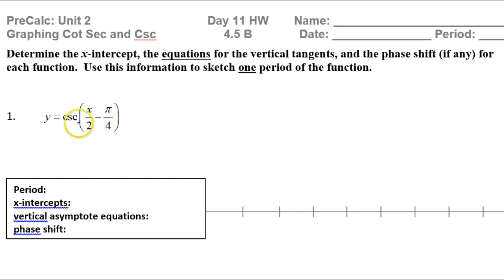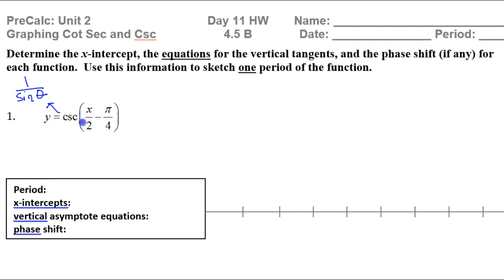Remember that the cosecant function is the reciprocal of the sine function. So, whenever I see cosecant, the first thing I'm going to do is graph the sine function very lightly, and that will guide me to my graph of the cosecant function.